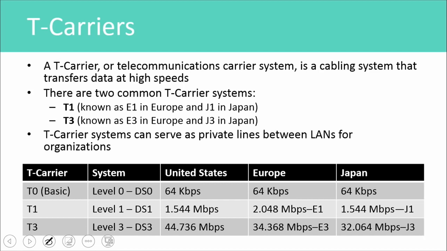So if you have a line leased from a T-carrier, you're going to have some pretty high transfer speeds. There are two common carrier systems. There's T1, which is also known as E1 in Europe and J1 in Japan, and then T3, which is known as E3 in Europe and then J3 in Japan, respectively. These are private lines between LANs, and sometimes you might find different offices using T-carrier systems.